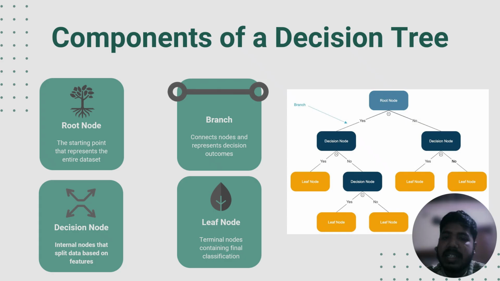The lines connecting these nodes are called the branches. They represent the possible answers like yes or no or different categories. Finally, at the bottom, we have leaf nodes. These are the endpoints and give us the final prediction or classification such as pass or fail.